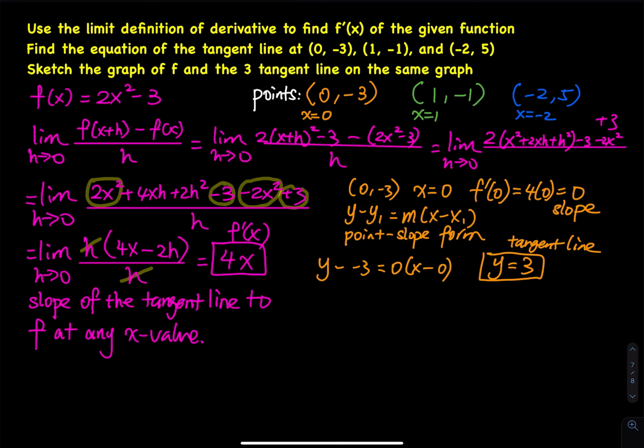So we have a parabola, and then 0, negative 3 is a point on the parabola. The slope is equal to 0. So 0 slope means we have a horizontal line. The equation of the horizontal line is y equals 3. All right, let's take a look at the next one.